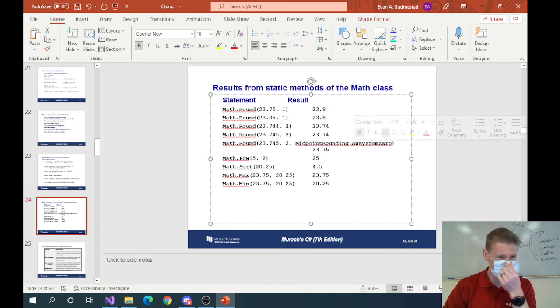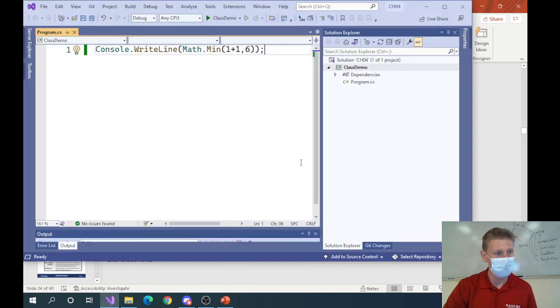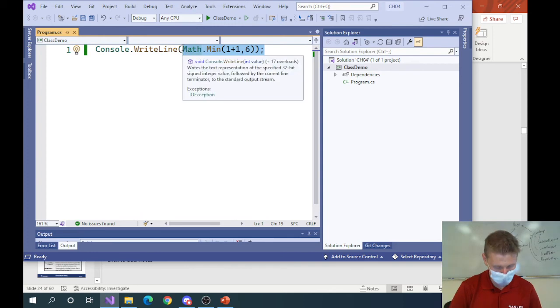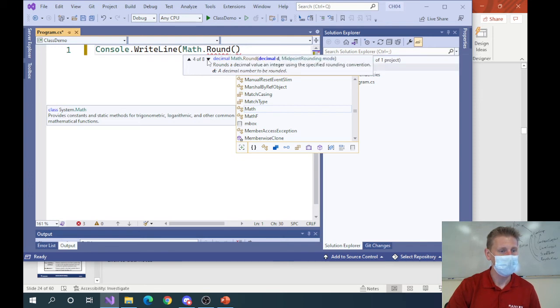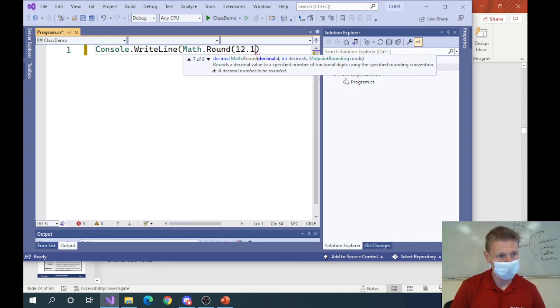And you can kind of look at that third one. Again, if you do a Math.Round, you can scroll through the different signatures and you get a midpoint rounding mode. It's really getting into the nitty-gritty on how rounding can be done. So let's provide a decimal, 12 point, what have you, to 2 decimal points, comma.